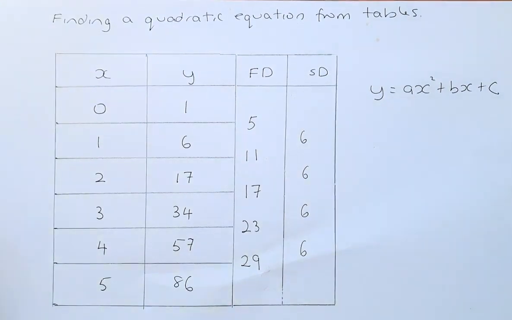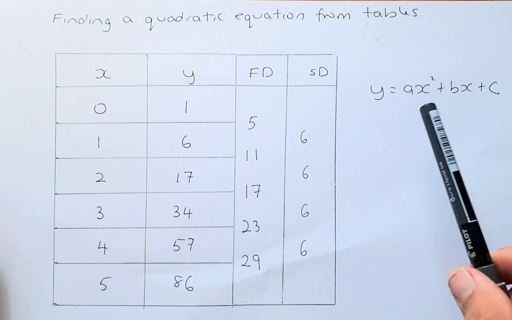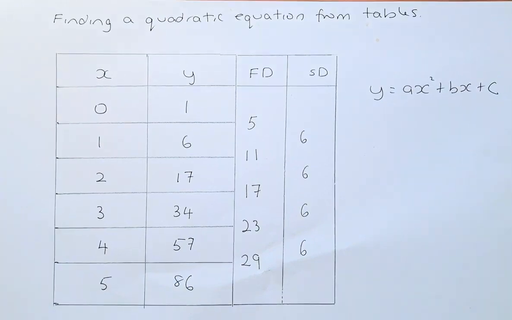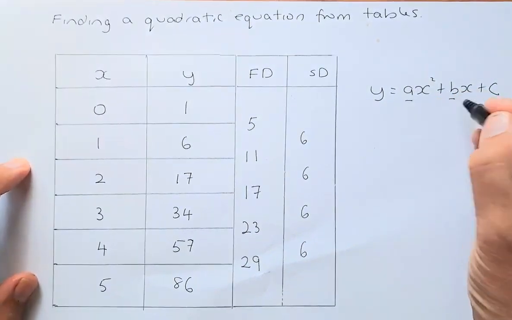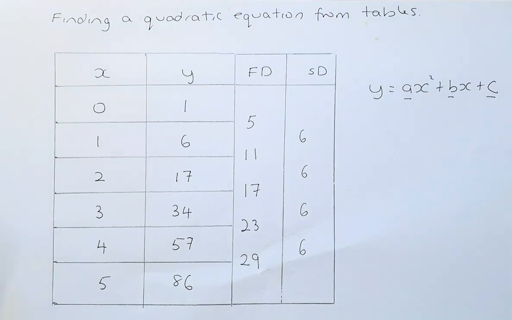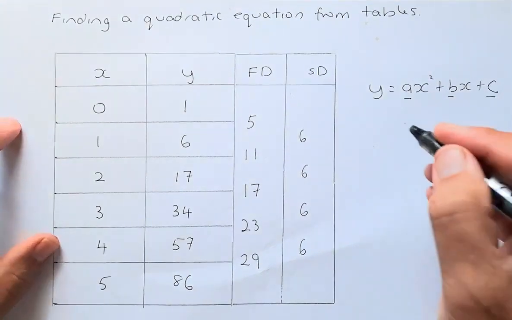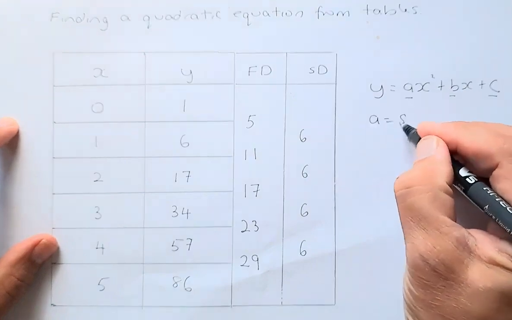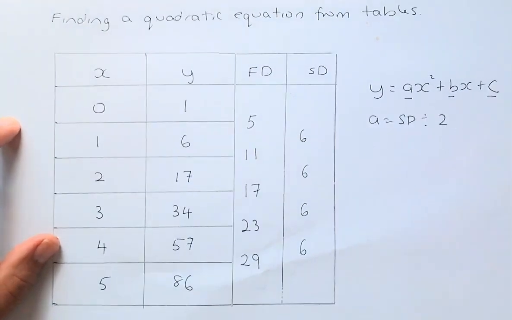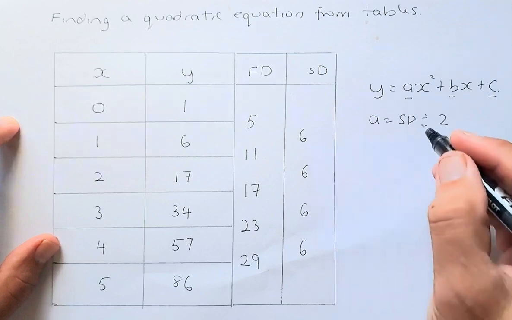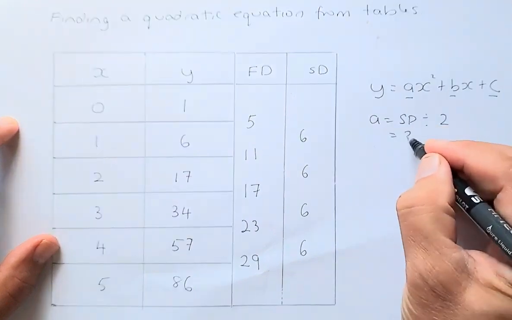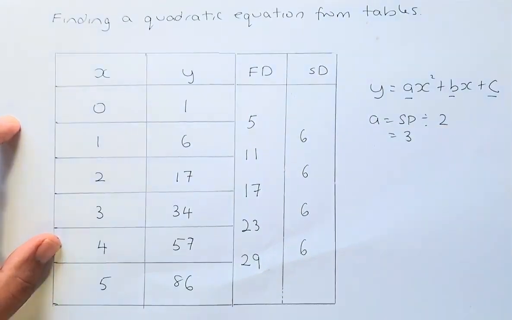The general equation for a quadratic is y equals ax squared plus bx plus c. So we need to find a, b, and c. A and c are quite easy to find. Let's do it now. A is just the second difference divided by 2. In our case, our second difference is 6, so 6 divided by 2, a equals 3.